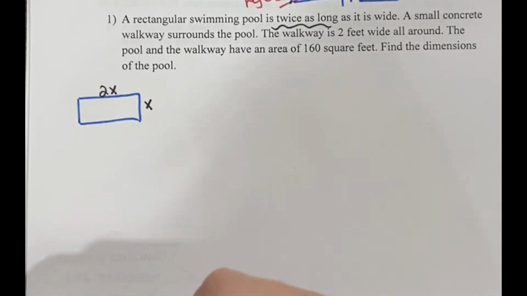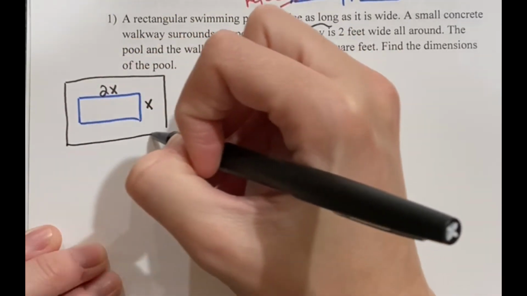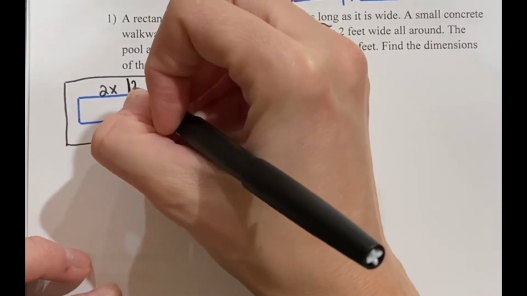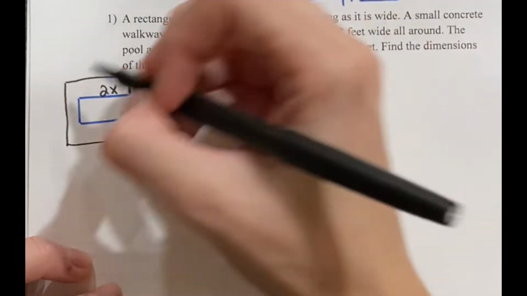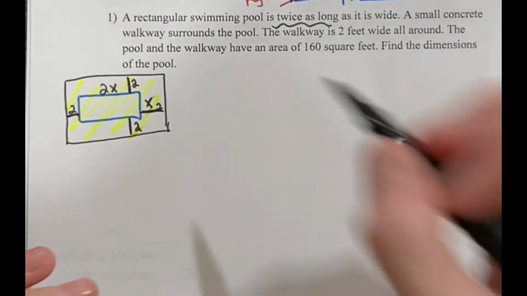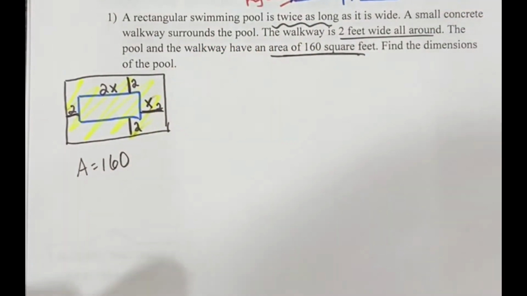So then there's a small concrete walkway that surrounds the pool. And it's 2 feet wide all around. So that means that from here to here would be 2 feet. And from here to here would be 2 feet. From here to here would be 2 feet. And from here to here would be 2 feet. The pool and the walkway have an area of 160 feet. So it's saying that the whole entire thing has an area of 160 square feet. Find the dimensions of the pool.